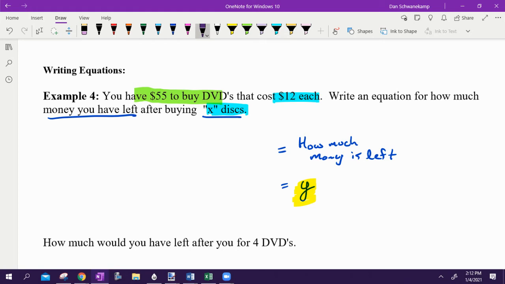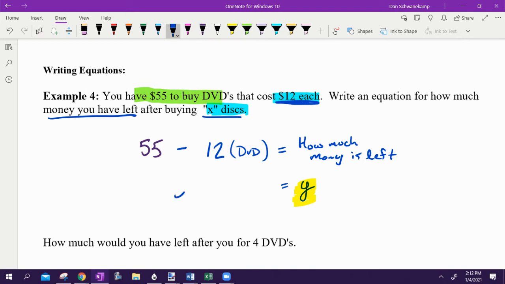You have $55. So let's start off with $55. You're going to buy DVDs that cost $12 each. Well, if you want to figure out how much money you have left and you started with 55, what are you going to do with those DVDs? Every time you buy one, you have to pay money. You're losing money. You're subtracting money. So it's going to be 55 minus $12 each. What that each means is it's $12 for every DVD. So every DVD, I'm going to multiply it by 12 because the first DVD cost 12. If I buy 2 DVDs, now it's $24. If I buy 3 DVDs, now it's $36.